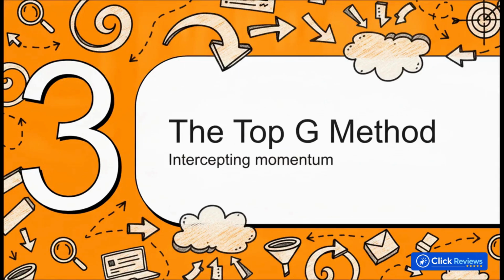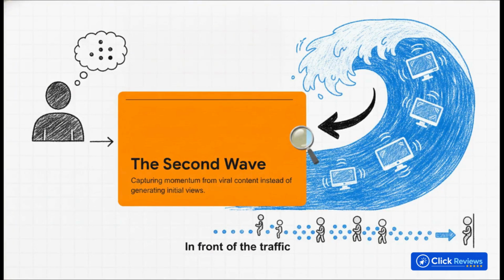Which brings us to Section 3, the top G method, or as we can call it, intercepting momentum. The entire strategy really hinges on this concept they call the second wave of traffic. So their philosophy goes like this. The first wave is the original creator. That person has to do all the heavy lifting, right? They build the following, they post every single day, and they have to magically generate initial views from zero. But the second wave? Well, that's where this method supposedly steps in.